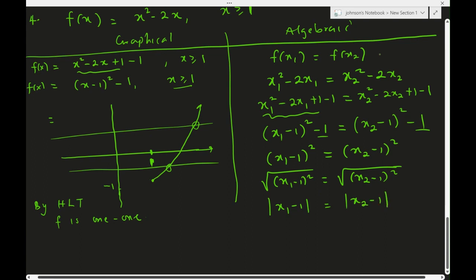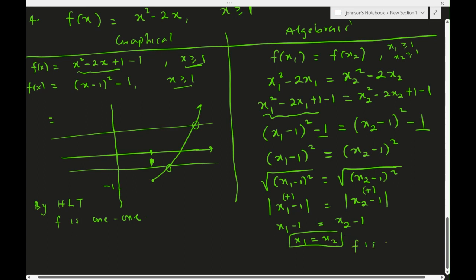Now, don't forget we have a condition: x is greater than or equal to 1. So it means that x1 must be greater than or equal to 1, and x2 must also be greater than or equal to 1. Since x1 is greater than or equal to 1, the term here is positive, and the term here is also positive. So in both cases, we can drop the absolute value and just write x1 minus 1 equals x2 minus 1. And this simply means that x1 equals x2.